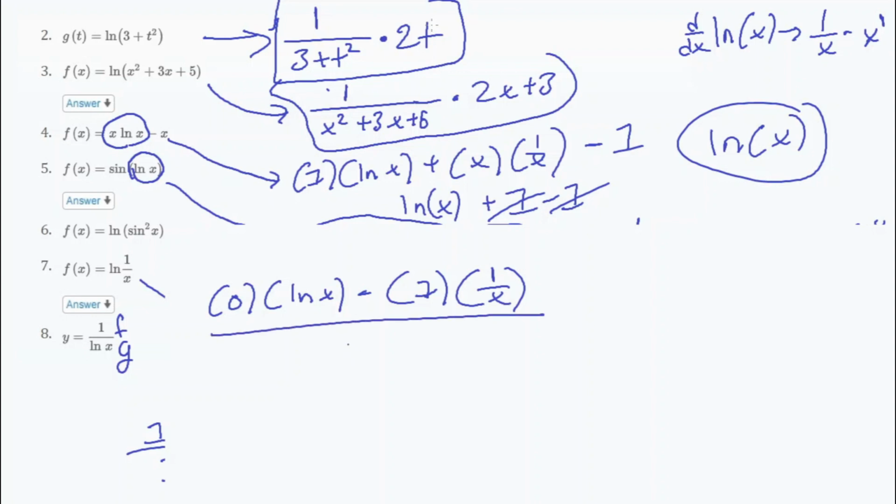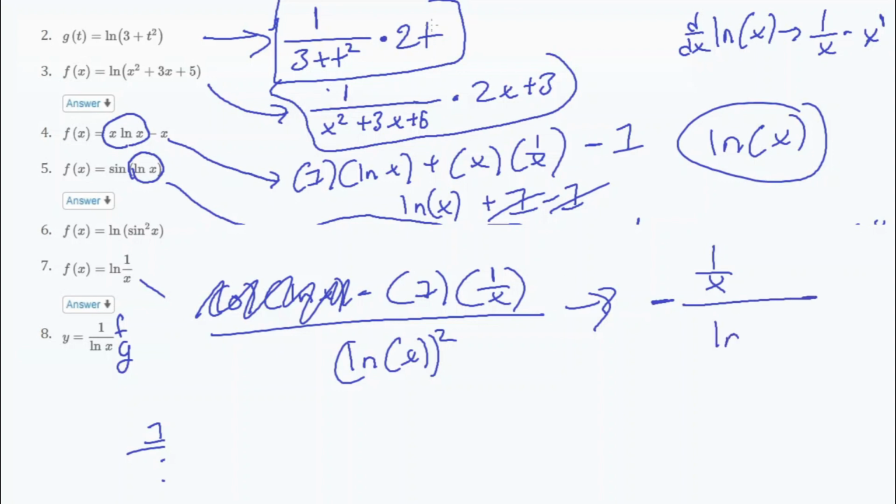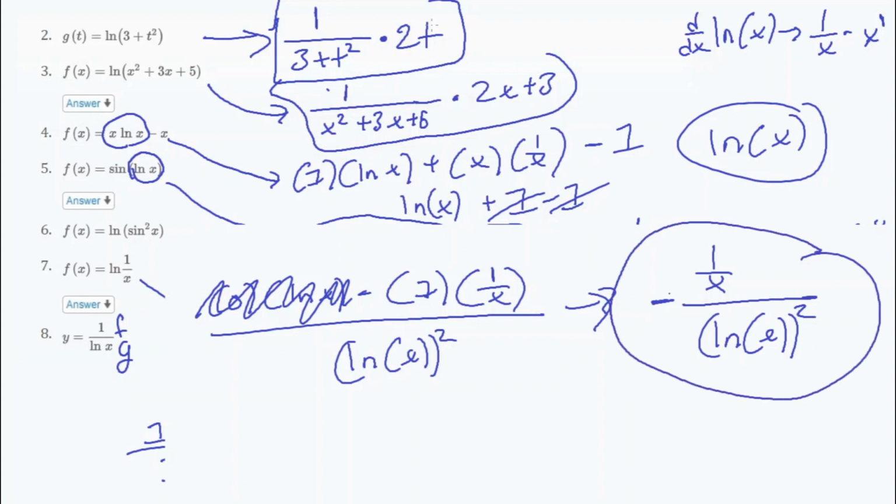And then in the denominator, we're going to have ln x squared. So if we simplify the numerator, we're going to have 0 for all this, and this goes away. Then 1 times 1 over x, with the negative, is going to be negative 1 over x. And on the denominator, we have ln x squared. This would be your final answer using the quotient rule and then the ln rule. So that would be your derivative for number 8.